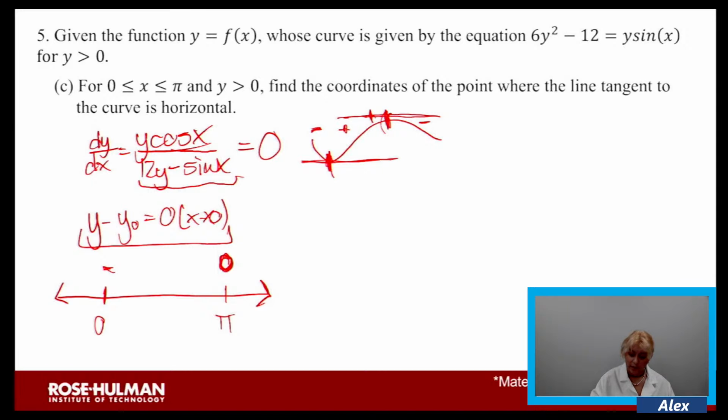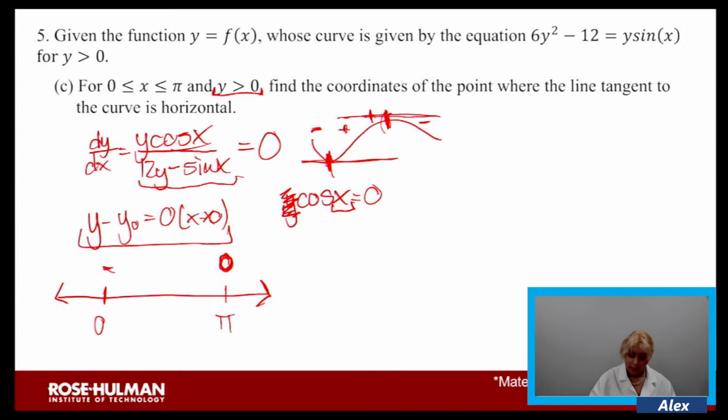Yeah, so since y is non-zero, then we can consider only the numerator of this. And since this has our bounds of y is greater than 0, but not equal to it, then we can just consider cosine of x is 0 to find where on the x this could be 0.